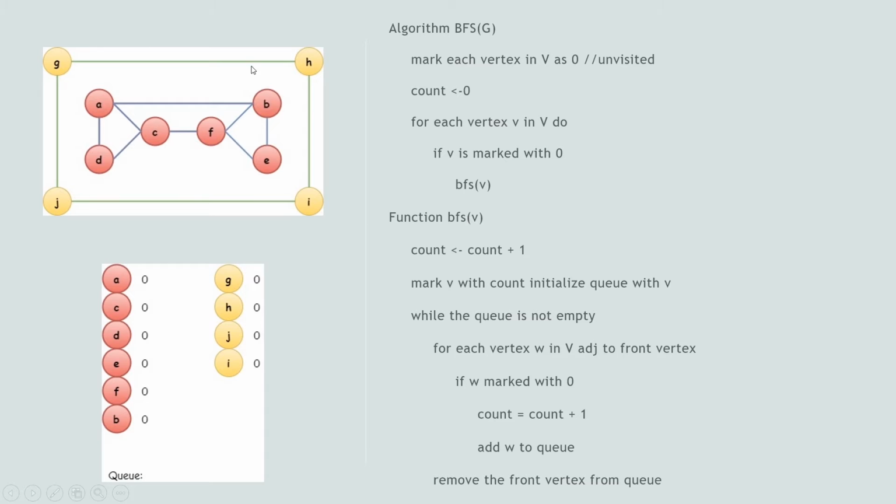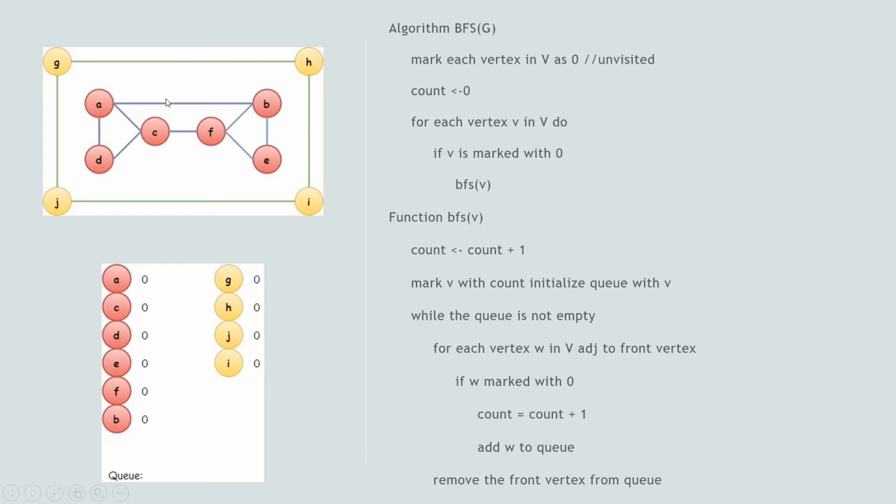First, we will use this diagram to explain the algorithm. We list out all the vertices of the graph and then mark each vertex in V as 0. We also call it unvisited. After that, we set a variable called count to 0. Then we find any vertex marked as 0. If any vertex is marked as 0, we will enter the function breadth-first search.